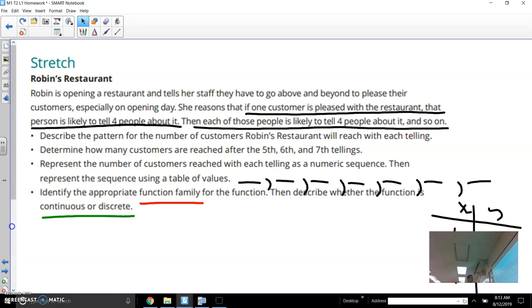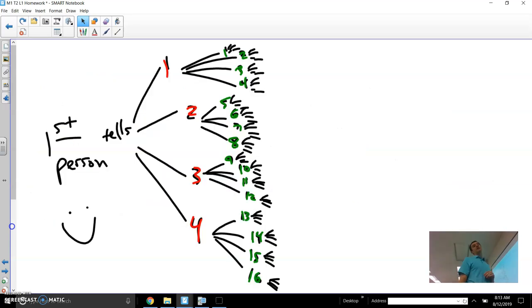We also want to figure out, well, how many customers you're going to reach when you're talking about the 5th and the 6th and the 7th telling of this. We want to represent the number of customers reached with a numeric sequence. And then also that last part, figure out which family we think this falls under. So I went ahead and drew a picture to kind of get us going with this. And this is a huge part of where we are with online advertising.